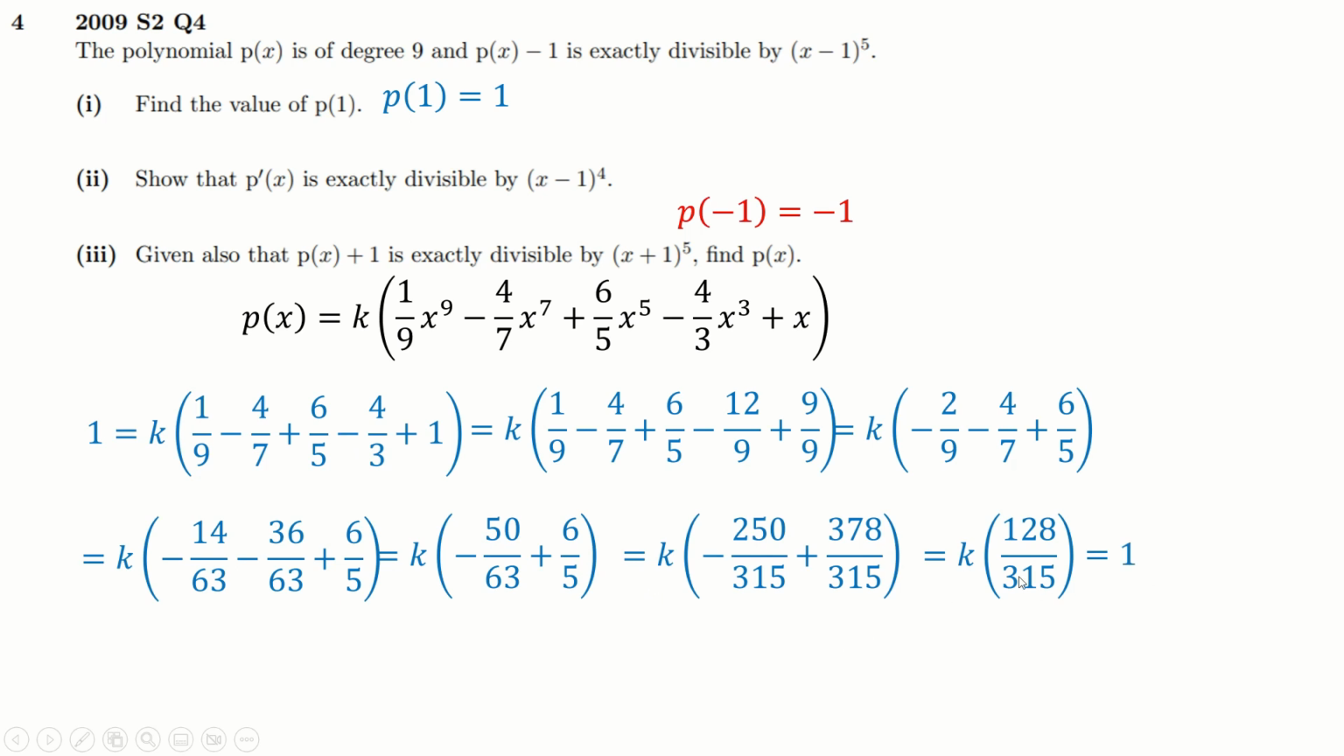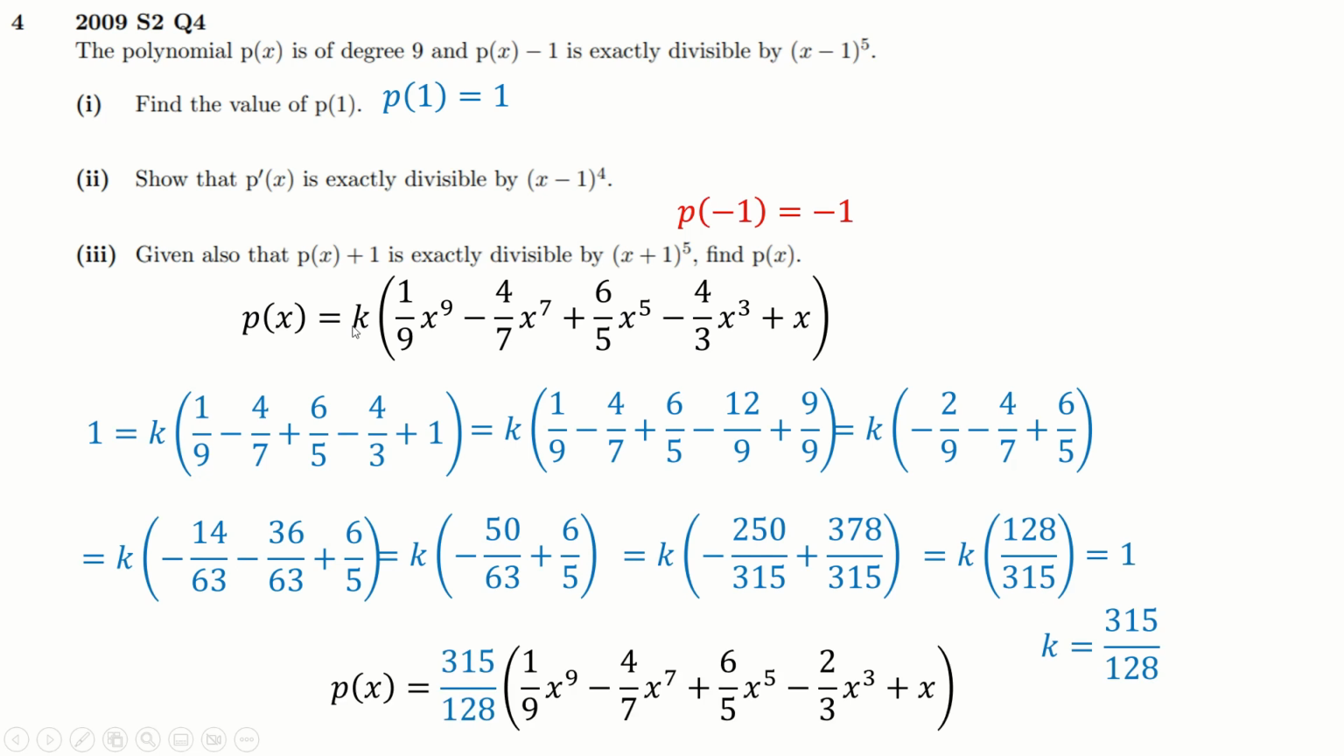So therefore, k is 315 over 128, which means P of x is just that with that in it there. And that's the whole question done.